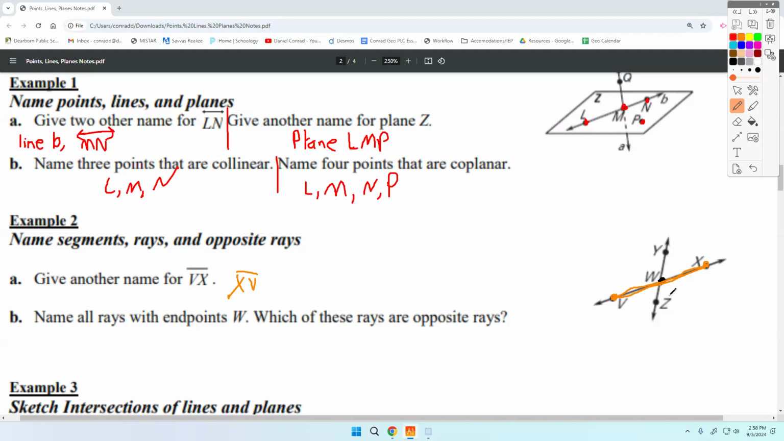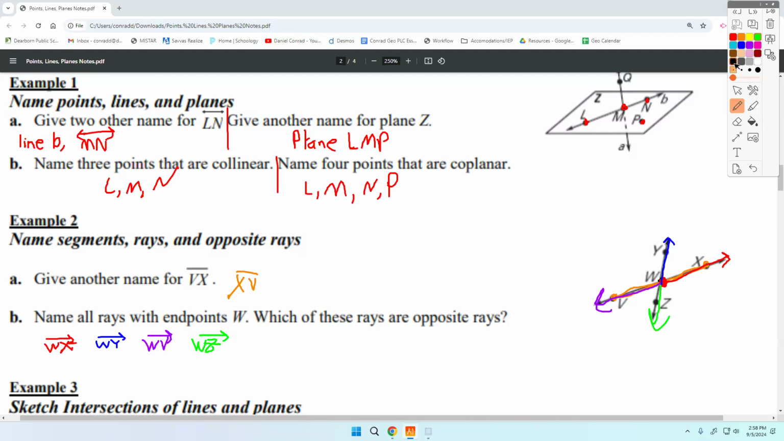All the rays with endpoint W. So starting at W, we can go WX. We can go WY. We can go WV. And we can go WZ. So those are the 4 rays in the diagram that start with an endpoint of W. Again, notice how the rays all go in different directions, but when we name them, the symbol is always to the right.